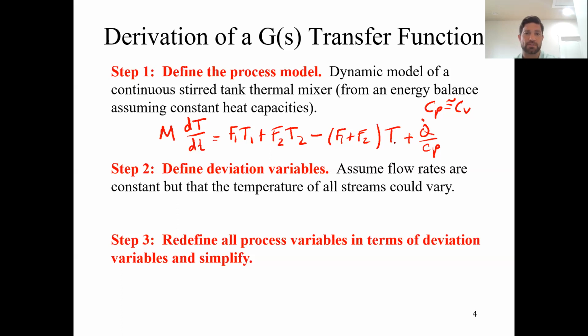Okay, so step one is the process model. That's what we did from chapter 3. Step two is now we're going to define things in terms of deviation variables.